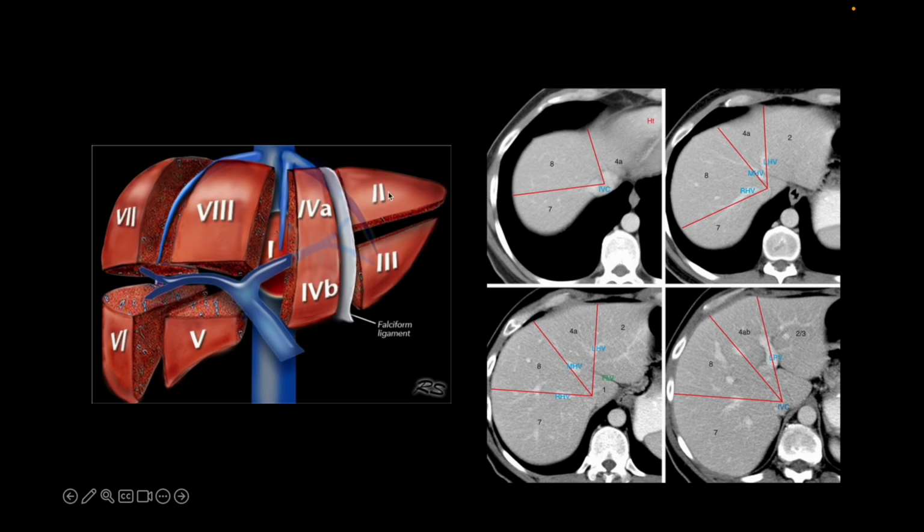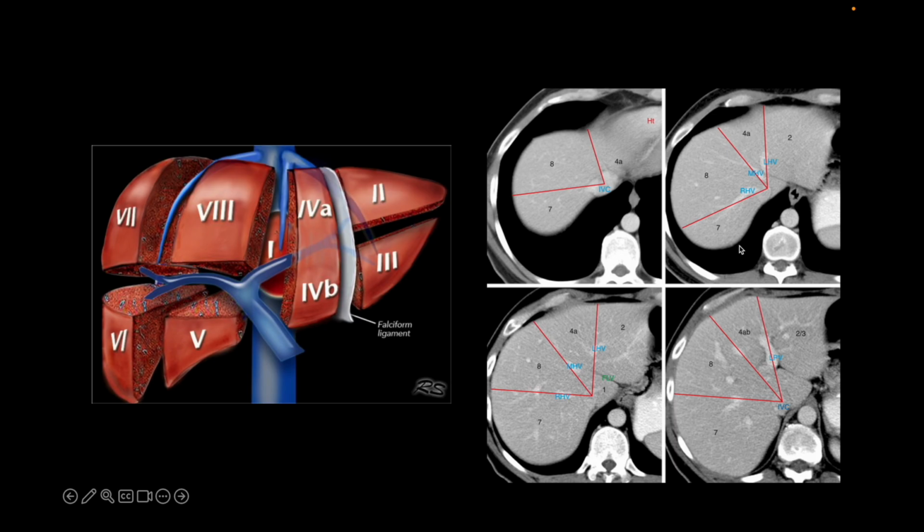In the top left, you've got the second hepatic segment, then you've got the third, then you've got 4B, then you've got 5, 6, 7, 8, and then 4A on top of 4B. And then behind this is segment 1, so the caudate lobe.